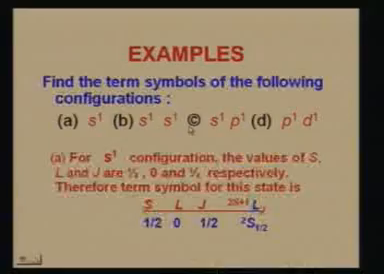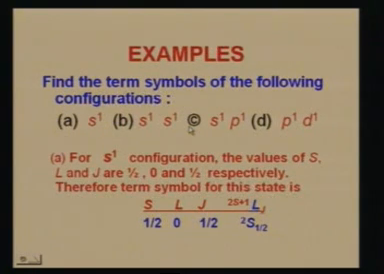In example A, we have the configuration s1, as you can see here. In example B, we have the configuration s1 s1. This is a case of non-equivalent electrons. The third example is of s1 p1 configuration, and the last is p1 d1. So we will start with configuration A, s1. It is a case of a single electron present in the s orbital. It could be the ground state of the hydrogen atom.